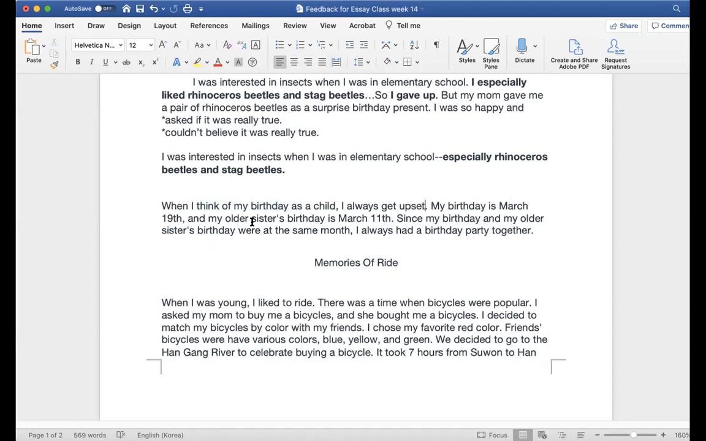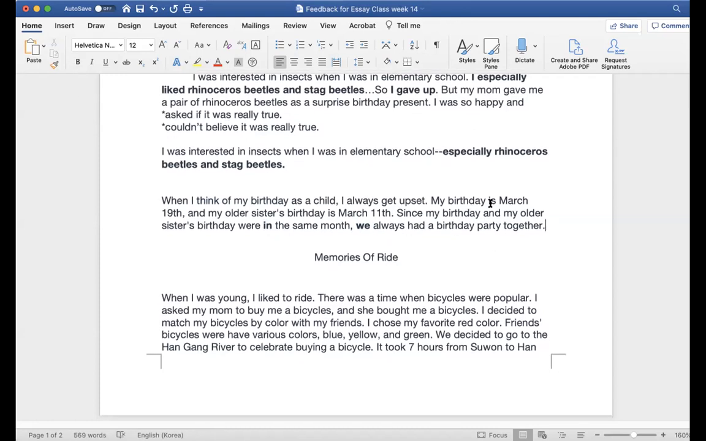My birthday is March 19th, and my older sister's birthday is March 11th. Since my birthday and my older sister's birthday are in the same month, we use the preposition in. We're in the same month. I always had, if you had a birthday party together, that means we did, right? We always had a birthday party together. That would be difficult.